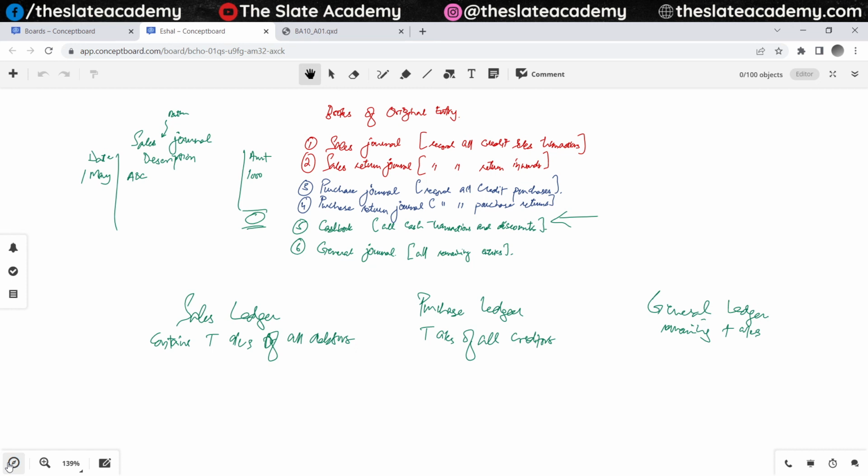Anyhow, so this is the overall format of how the various books of original entry would be placed and how values would be put in each of them. Now we will practice one by one all the different books of original entry, as in how we'll do the recording in those particular books. So we'll begin with the cash book. Cash book is unique in the sense that it's drawn on the format of a T account. So it's a T account in itself. So let's see how the cash book transactions will be done.